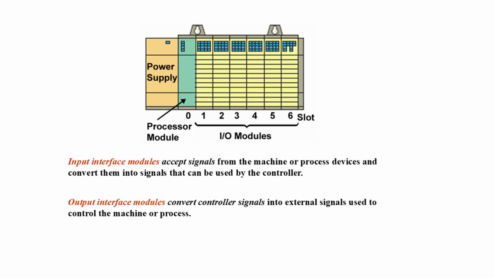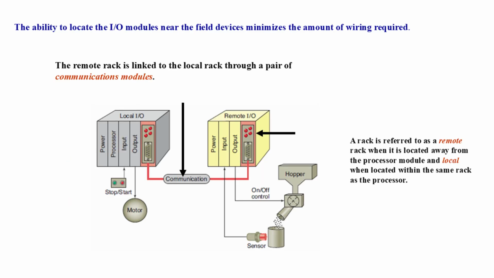The I/O modules form the interface between the controller and the outside world. Input modules bring information in, and output modules send control actions out. Together, they form the essential link between the program running inside the CPU and the physical process happening on the factory floor. One of the advantages of modular PLCs is the ability to place I/O modules closer to the field devices they control. This setup reduces the amount of wiring required, which can save both installation time and cost.